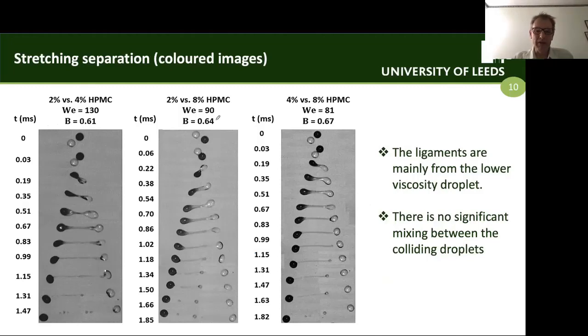What happens when you have dissimilar viscosities is the dark one is the high viscosity and the light one is the low viscosity. Then the ligament is always formed, as one might expect, from the lower viscosity, and therefore the separation boundary that we see in those maps is more linked to the lower viscosity particle or droplet.